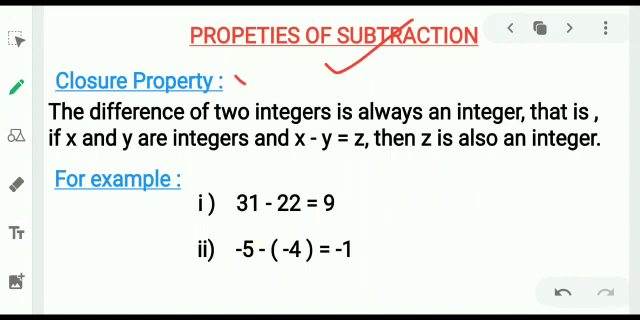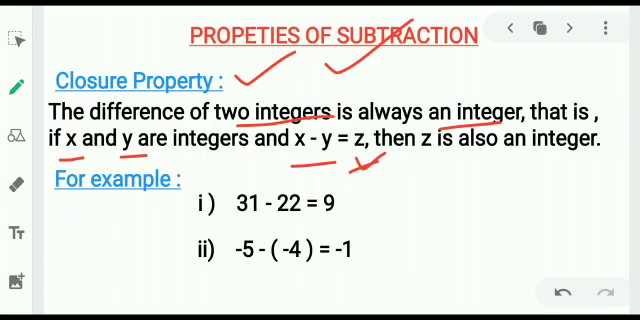The very first property is closure property. What is closure property? The difference of two integers is always an integer. That is, if x and y are two integers, then their difference z is also an integer. So we can say that if we subtract any two integers, we get an integer.